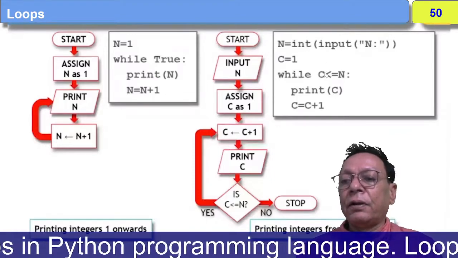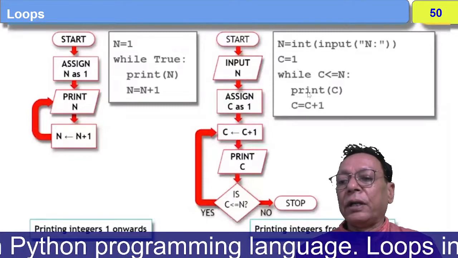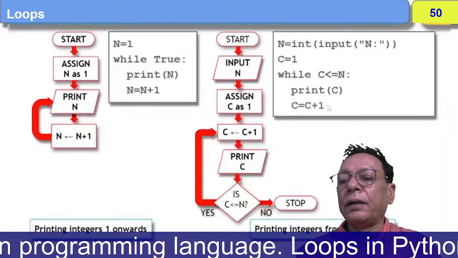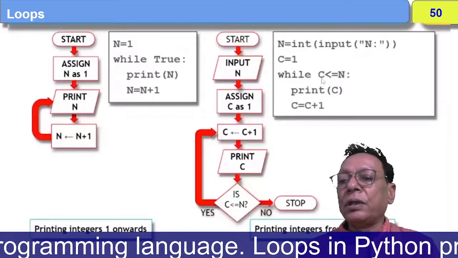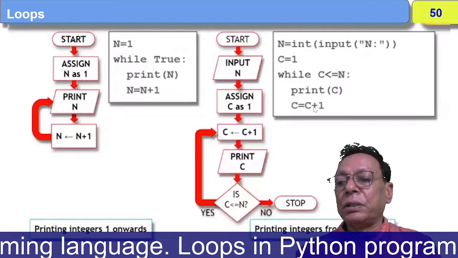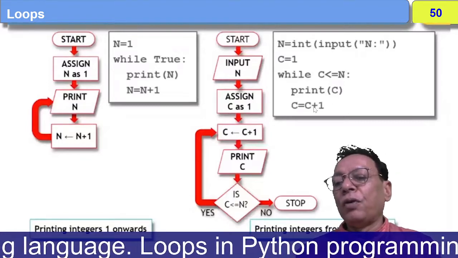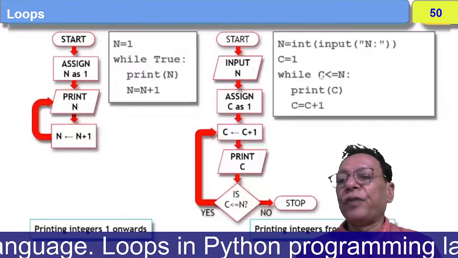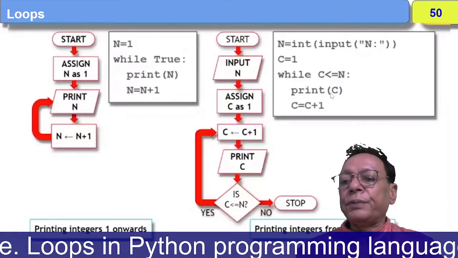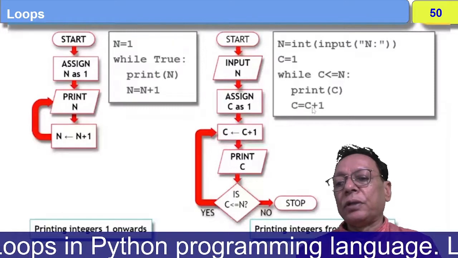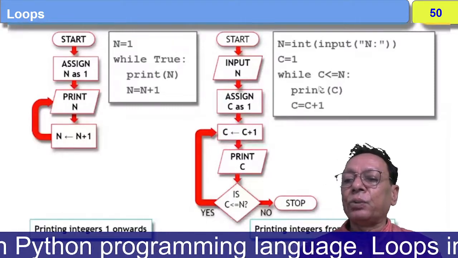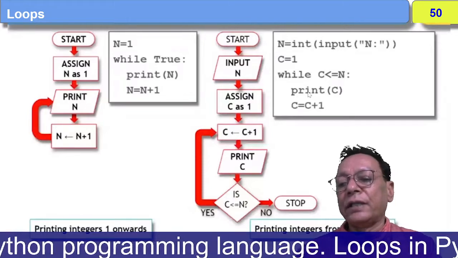say 5. So 1 is there, so it prints 1, then c becomes 2, then 2 is printed, then c becomes 3, so 3 is less than or equal to 5, so 3 is printed, then c is equal to c plus 1, c becomes 4, and 4 is less than or equal to 5, so 4 is printed, then c is equal to c plus 1, so 4 plus 1 is 5, and 5 is equal to 5, and that is why it prints the value of c as 5.